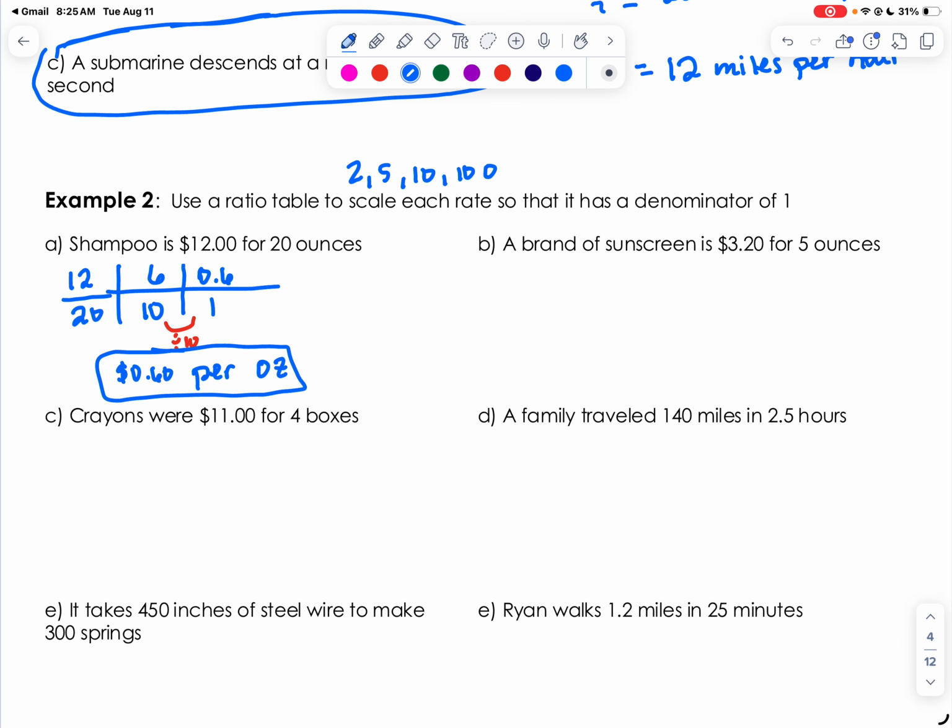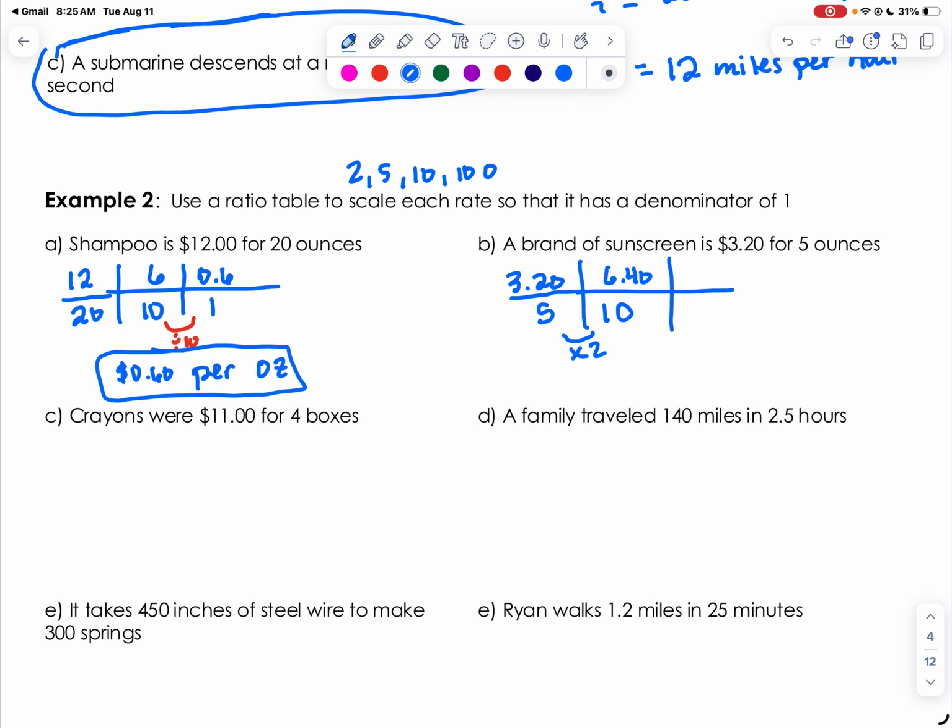A brand of sunscreen is $3.20 for 5 ounces. I want to know how much for 1 ounce. So I'm going to take 320 over 5. That's my first rate. Now, from 5, my goal is to go to 1, but I don't want to use long division. So I will scale it to 10 first. So to scale it to 10, that means we had to double it or multiply by 2. So if I double $3.20 and I double that, that would be $6.40.